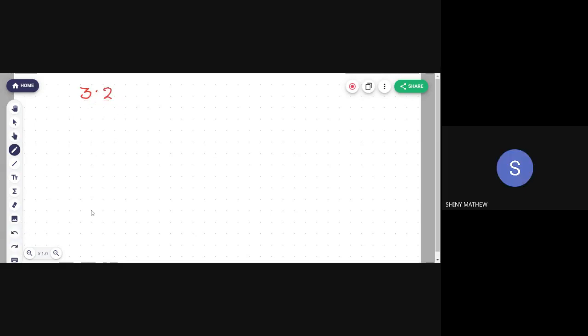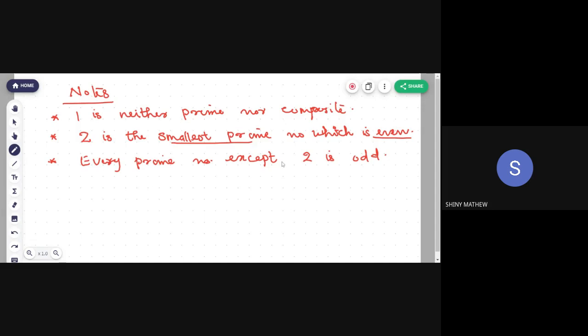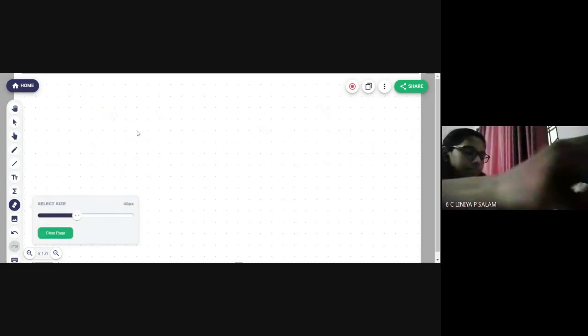Third point, that is: every prime number except 2 is odd. Got it? Okay. Every prime number except 2 is odd. That's the meaning. All other prime numbers are odd numbers except 2. All of you take exercise 3.2 in your textbook.